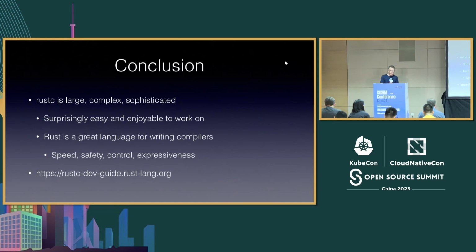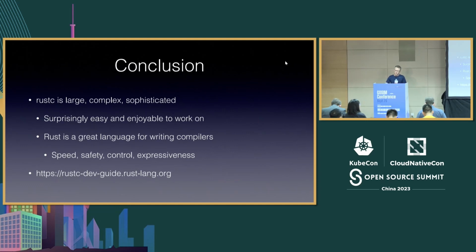So that brings me to the end. Rust C is a fairly large and complex and sophisticated compiler. But having said that, I find it personally surprisingly easy and enjoyable to work on, given that it is so large. And I think a lot of that is that Rust is a really great language for writing compilers. It's a good language in general, but for compilers in particular, it's really good. I think algebraic data structures and pattern matching are two killer features for compilers. But just in general, speed, safety, control, and expressiveness. I've worked on compilers in a number of different languages, and Rust is definitely my favorite.